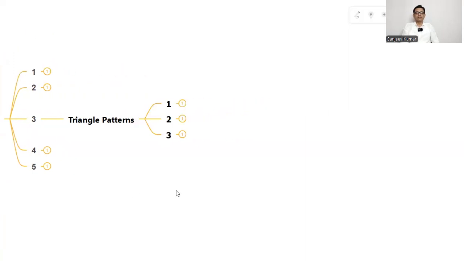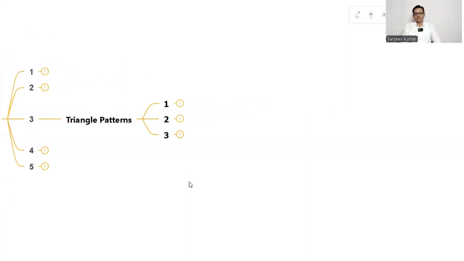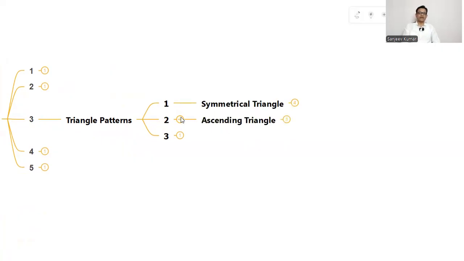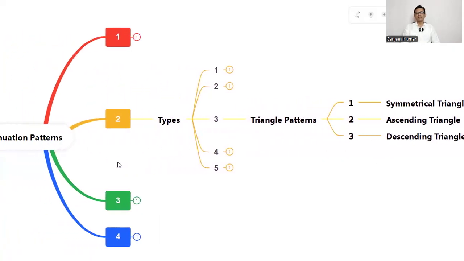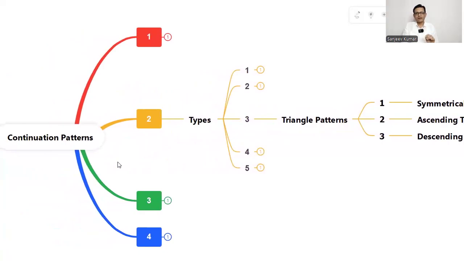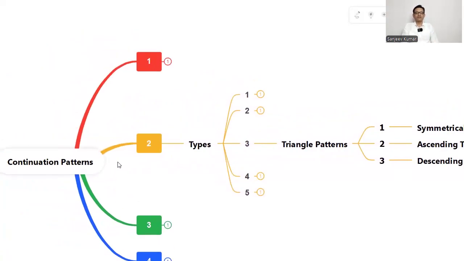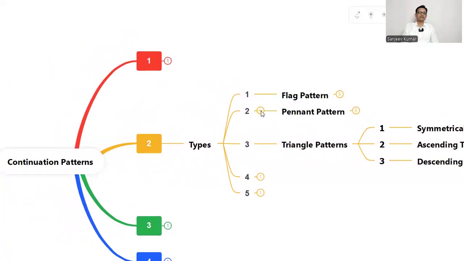Triangle patterns. There are three types of triangle patterns. One is symmetrical triangle, second is ascending triangle, and third is descending triangle. Actually, triangle pattern is a type of continuation pattern. I have already discussed two other types of continuation pattern. One was flag pattern and second was pennant pattern.